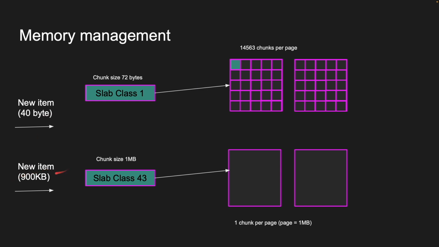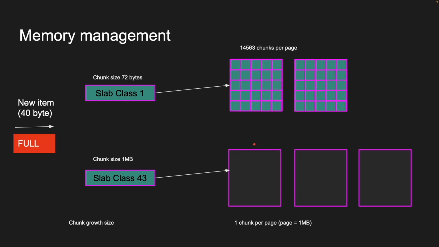Let's say I have a new item, 900K. Oh, this fits right here. So one big chunk in one page, right? So that's interesting. Let's say a new item, 40 byte, but guess what? Slab class 1, because that's what the chunk size is, fits it nicely.